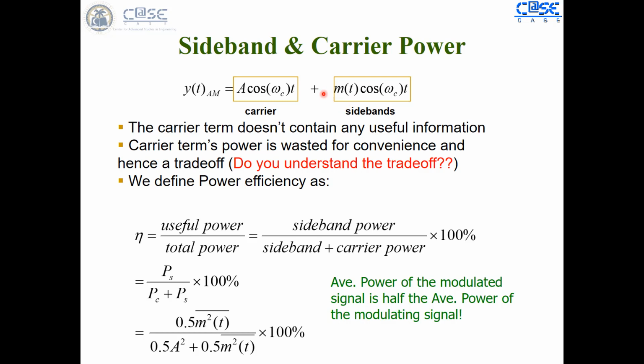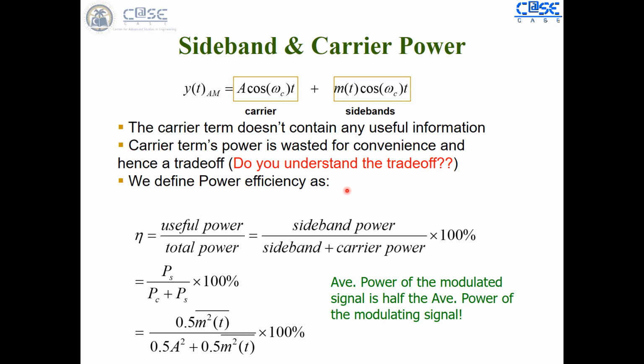So we are going to compare this useful power divided by the total power, that is, the sum of the power of the two terms. So we define an efficiency parameter, useful power divided by total power, which is equivalent to the sideband power divided by the total power, that is, the power in the sideband plus the power in the carrier term alone, right? So the carrier term doesn't contain any useful information. The carrier term's power is wasted for convenience, and hence a trade-off.